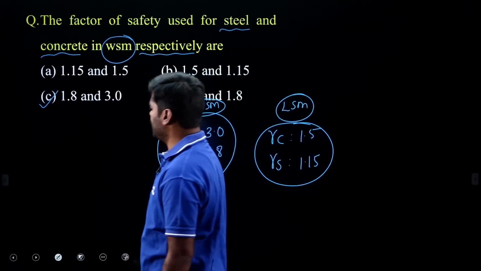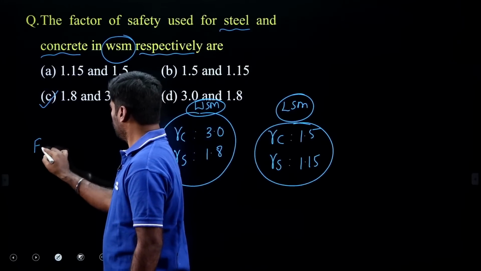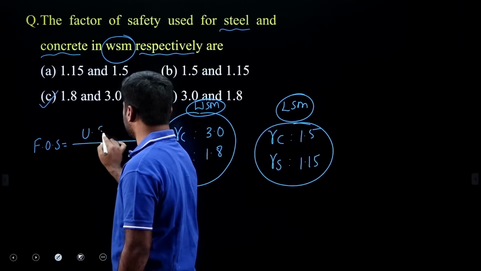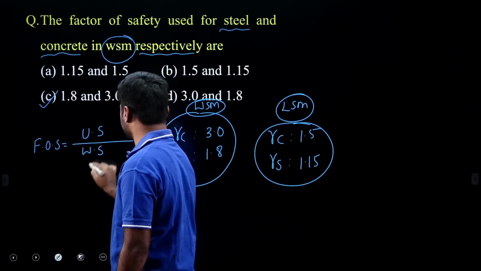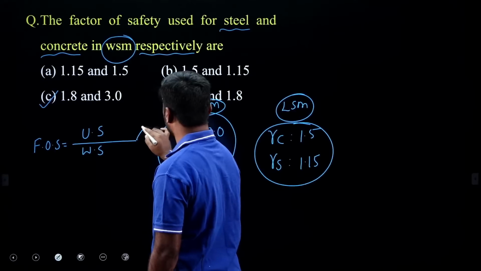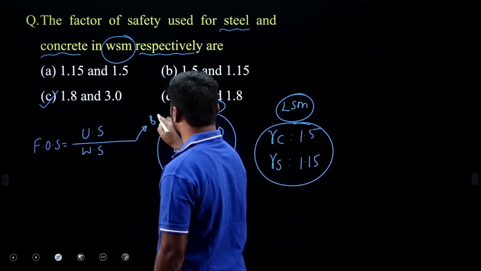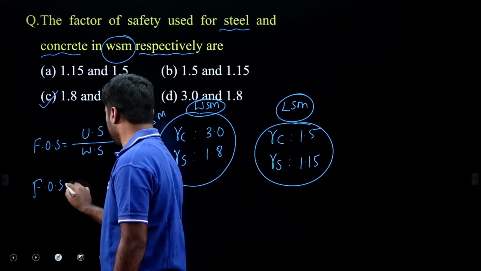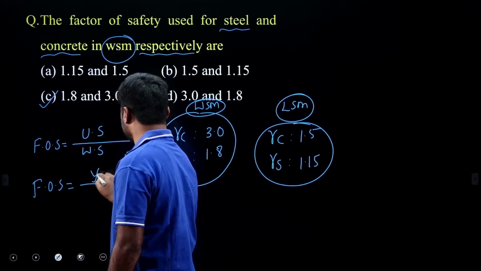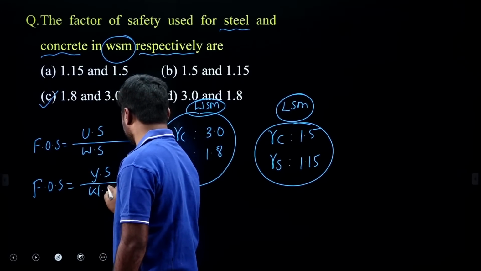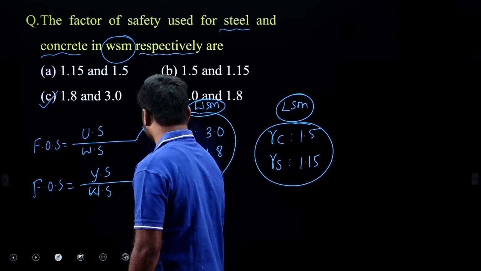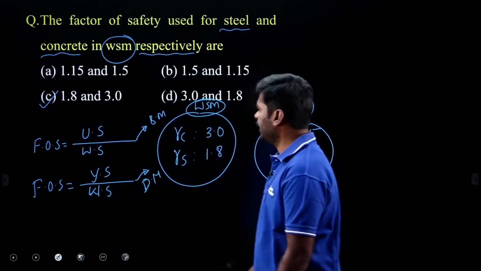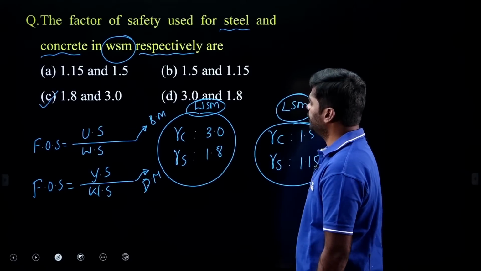Sometimes they will ask definition also, be careful. Factor of safety, it is ultimate stress upon working stress for brittle materials. Factor of safety definition, yield stress upon working stress for ductile materials. Okay, right. Next question.